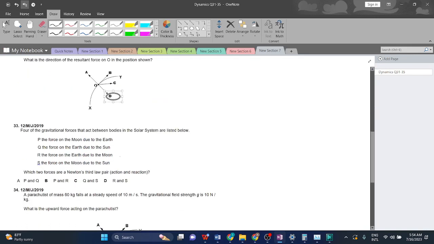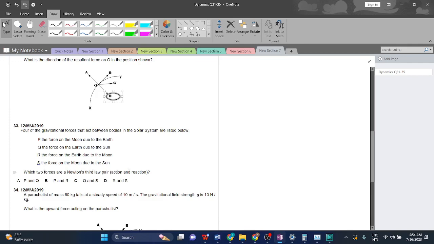Okay, question 33. Four of the gravitational forces that act between bodies in the solar system are listed below. P. The force on the moon due to the earth. Q. The force on the earth due to the sun. R. The force on the earth due to the moon. S. The force on the moon due to the sun. Which two forces are a Newton's third law pair, action and reaction?